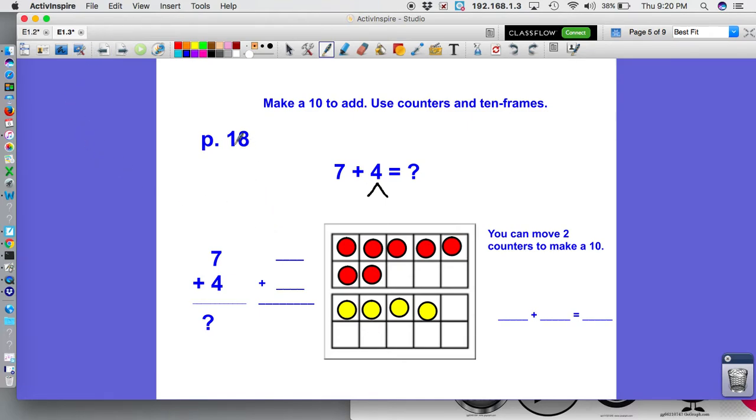How can we make a 10 to add 7 plus 4? So here we have 7 plus 4. What do we have to add to 7 to make 10? We have to add 1, 2, 3. So we have 3. 7 plus 3 equals 10. And now how many do we have left? We have 1. And 10 plus 1 equals 11. So 7 plus 4 equals 11.